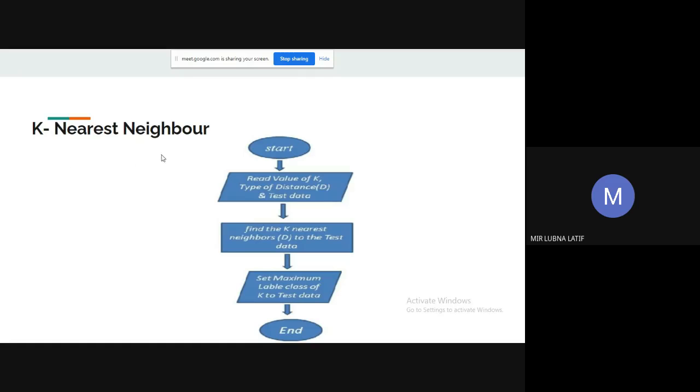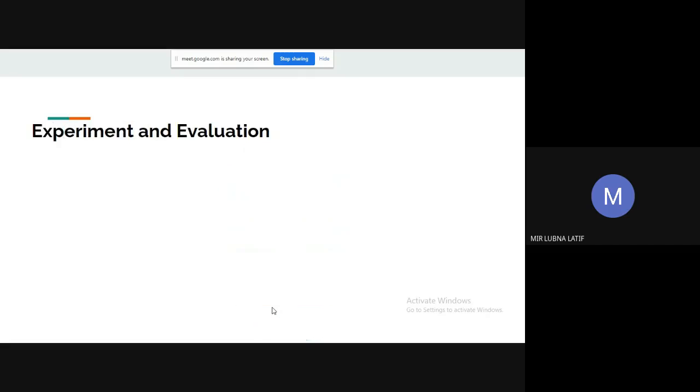KNN is used for classification and also for regression. Here is the flowchart of KNN, where we start by reading the value of k, which can be from 1 to any number, and the type of distance between the neighbor data and the test data. Find the nearest neighbors of k by that distance, set the majority class of k to the test data, and after finding the class, we will stop our process.